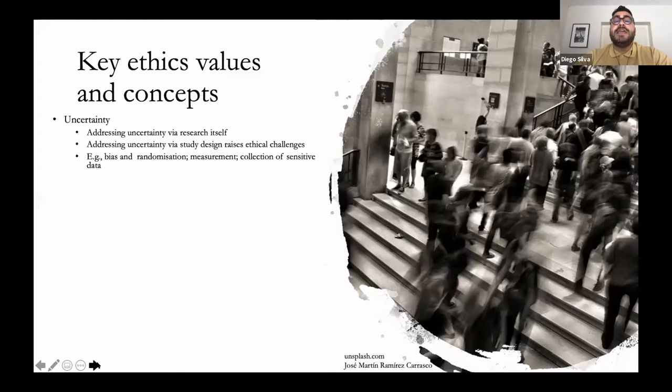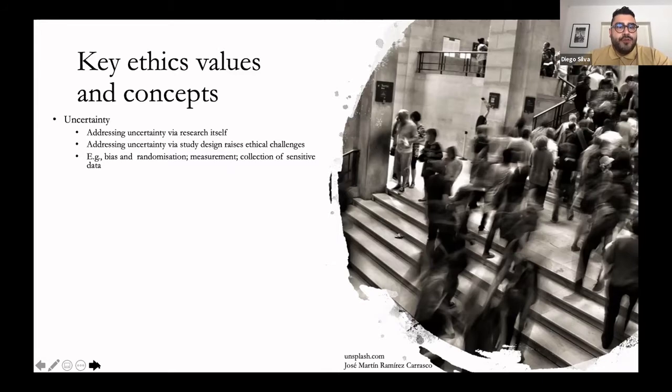So there's a few key concepts that I would say are foundational or motivate or animate the entirety of research ethics. Okay. One of these ideas is this idea of uncertainty, right? Again, your research is a step into the unknown. So by doing research, you're addressing uncertainty, right? It's another way of thinking. Research is trying to resolve some level of uncertainty.